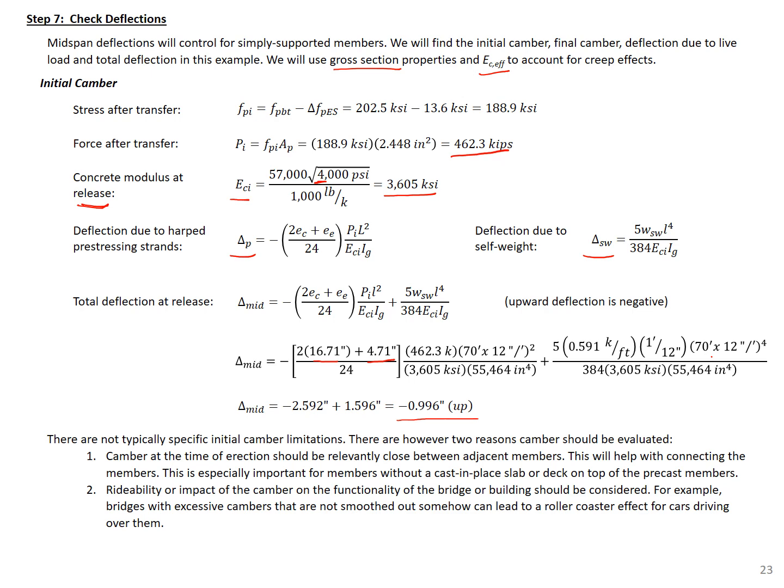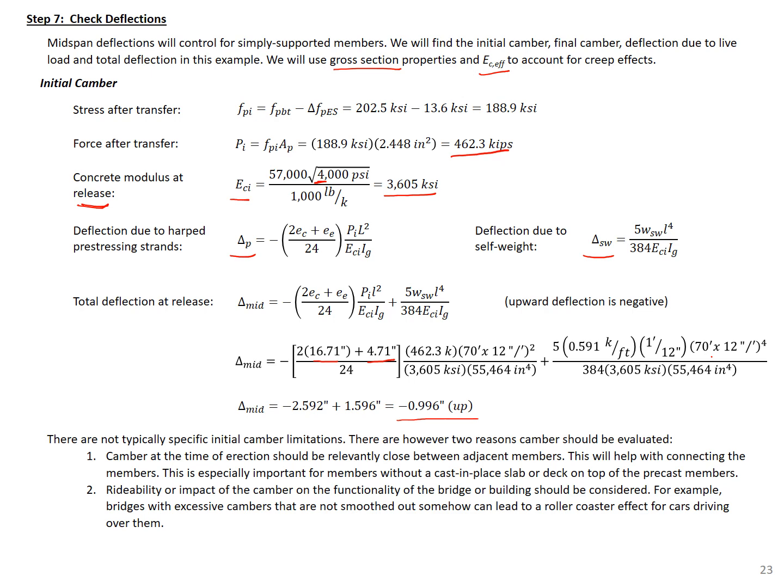So note that there aren't any specific initial camber limitations at all. There are two reasons that we typically want to look at camber though. The first is that at the time of construction, we want camber to be relatively close between adjacent members. This allows easier connection between the members or easier placement of the deck on top. So that's one reason camber is important for us.